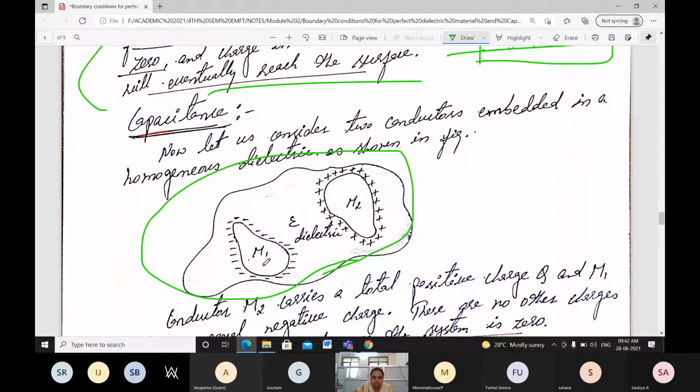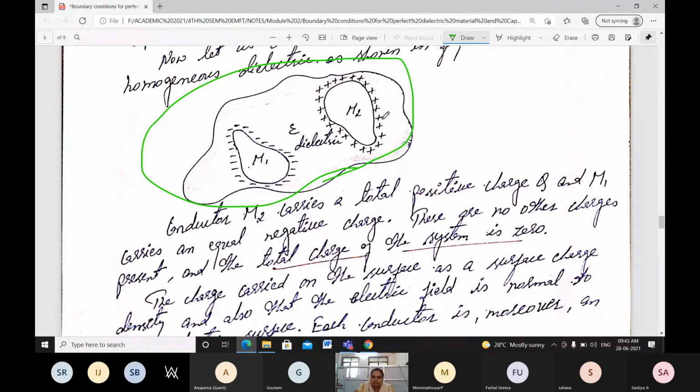If the number of electrons is more here and the holes are less there, it's not going to be taken like that. The charges included, negative or positive, for M1 and M2 are equal. Then conductor M2 carries a total positive charge Q, and M1 carries an equal negative charge, and there are no other charges present in the medium. You should not have one more positive charge here, one more there. No, you should consider only the two conductors. It should have only these charges, not any free charges or free electrons in that medium.